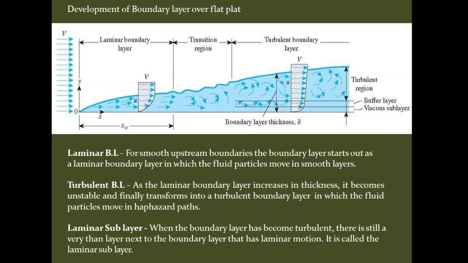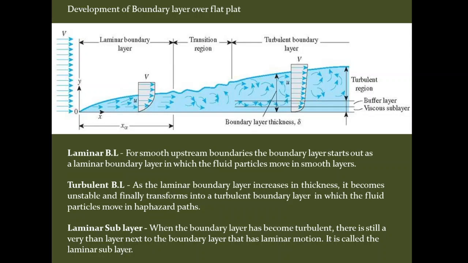Further downstream of the transition zone, the boundary layer is turbulent and continues to grow in thickness. Here it is a transition region, but the thickness goes on increasing. So in the turbulent region, the thickness will keep increasing. This layer is called the turbulent boundary layer.